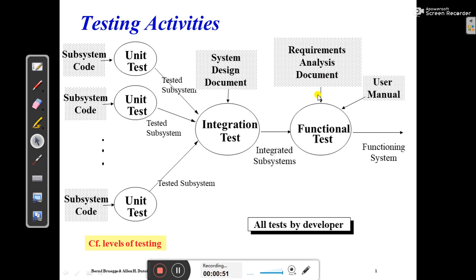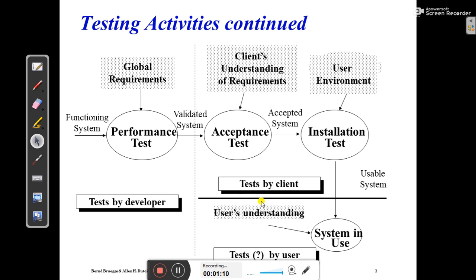Using the requirements analysis document, they do the functional test, using the user manual also. After completion of the functional test, only then can they go for deploying the actual application. All these tests can be done by the developer.